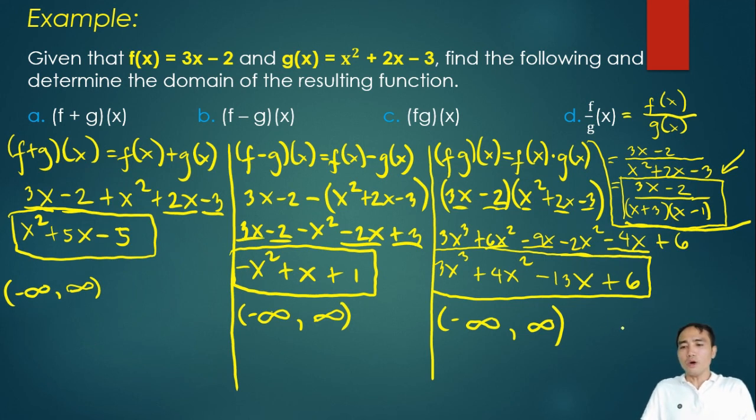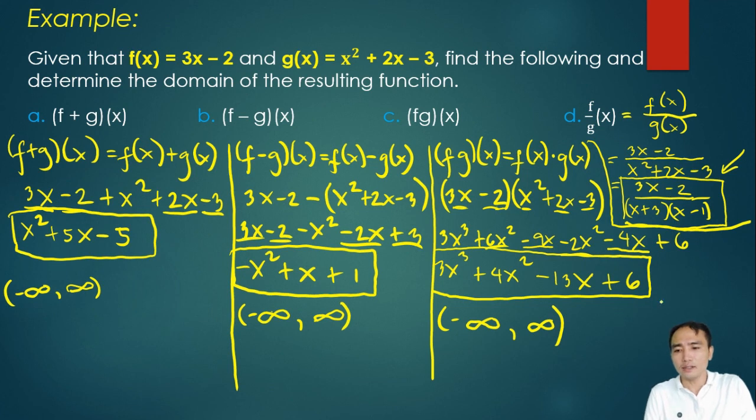While for letter D, the domain will be all real numbers except negative 3 and positive 1. Because if x is negative 3, the denominator will be 0. If x is positive 1, the denominator will become 0. And that will be undefined. So that is the restriction.